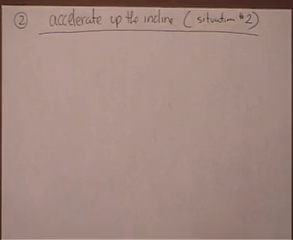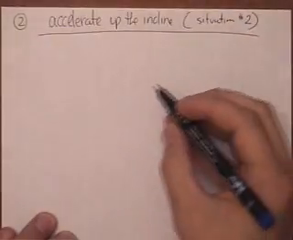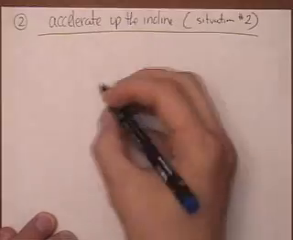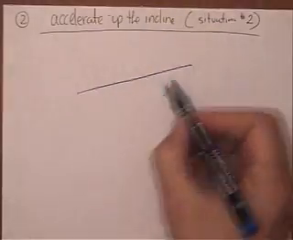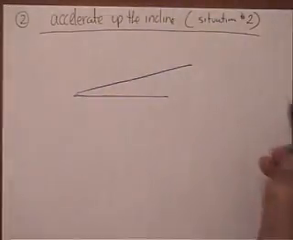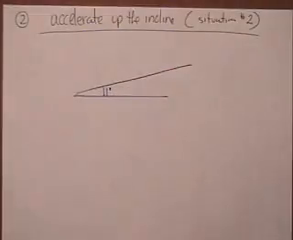Second situation now. We're going to accelerate up the incline. So that means that we're having an applied force pulling up. Let's just look at the kind of question this would be. Let's try a pen that works. There we go. Let's have an incline of 11 degrees.